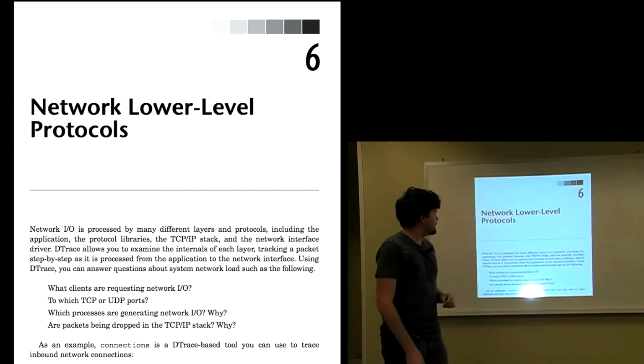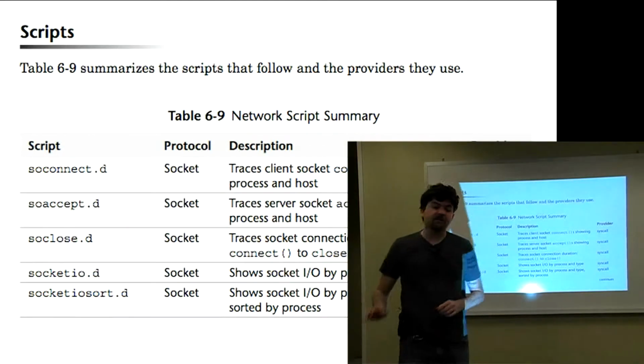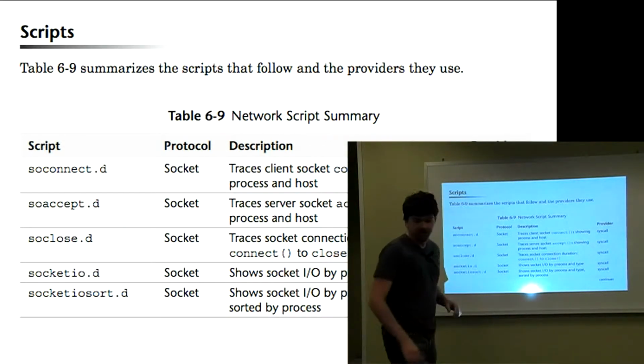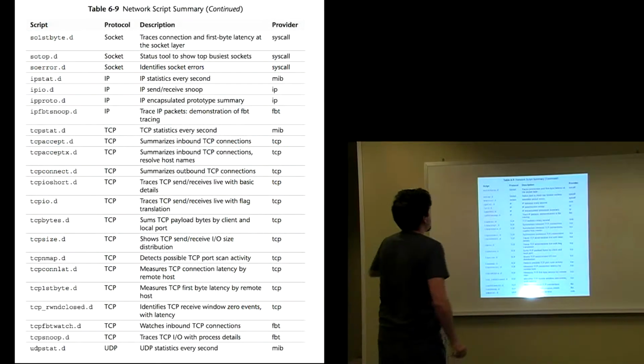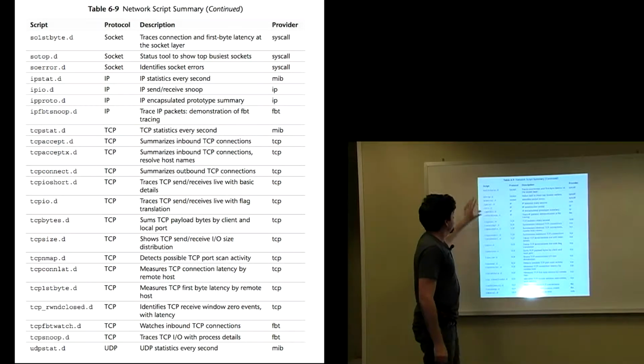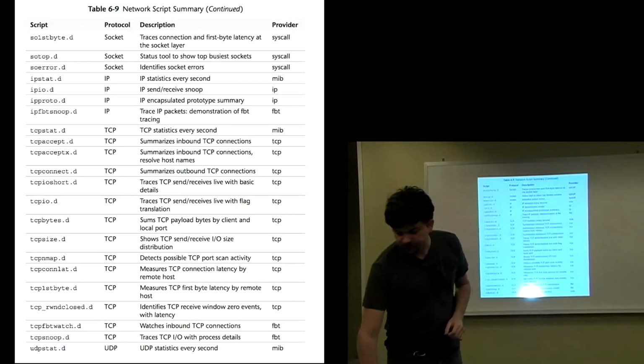Specifically, Chapter 6 was on network lower level protocols, and some of the scripts inside there covered, apart from socket tracing via the syscall provider, all of these scripts. So IP scripts using the IP provider, TCP scripts using the TCP provider, UDP scripts.